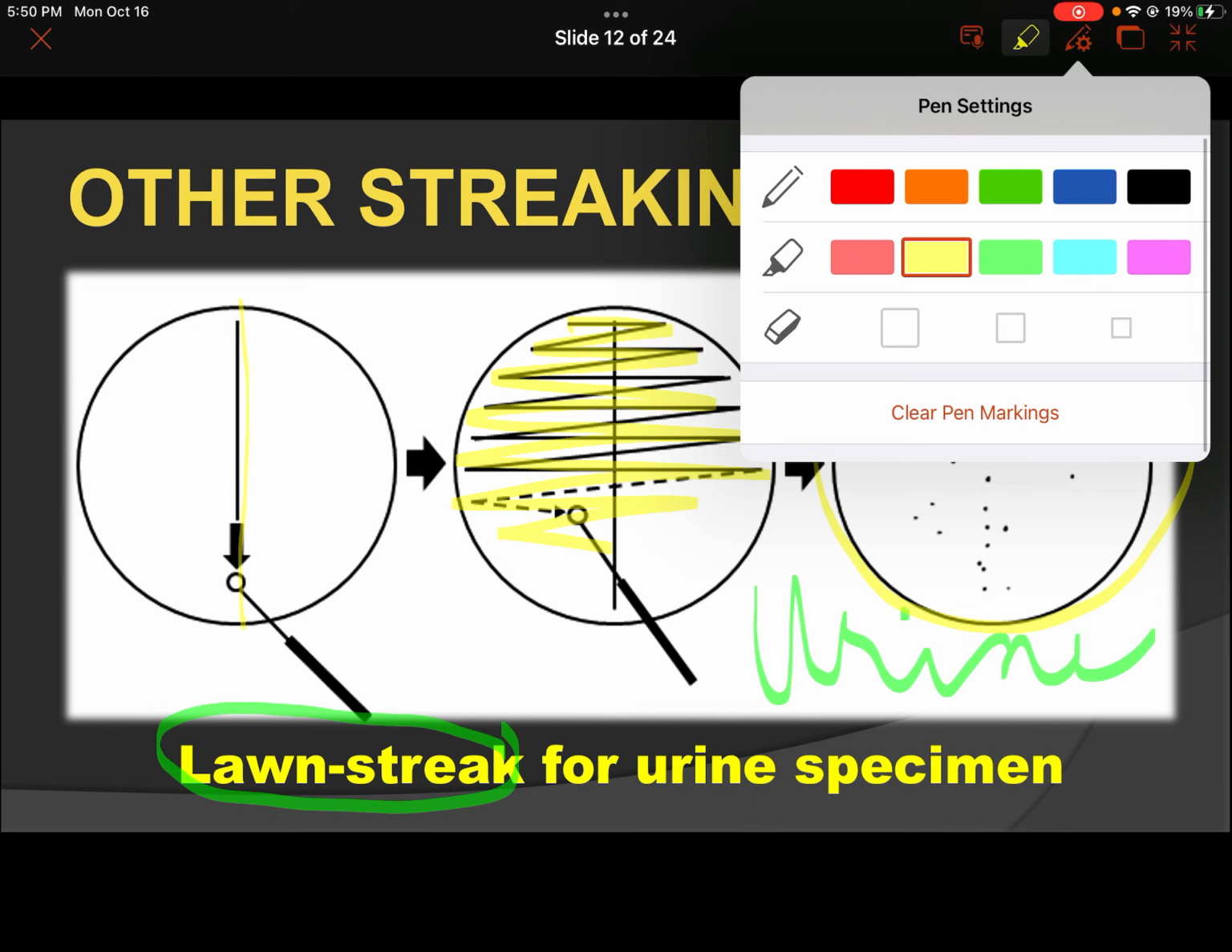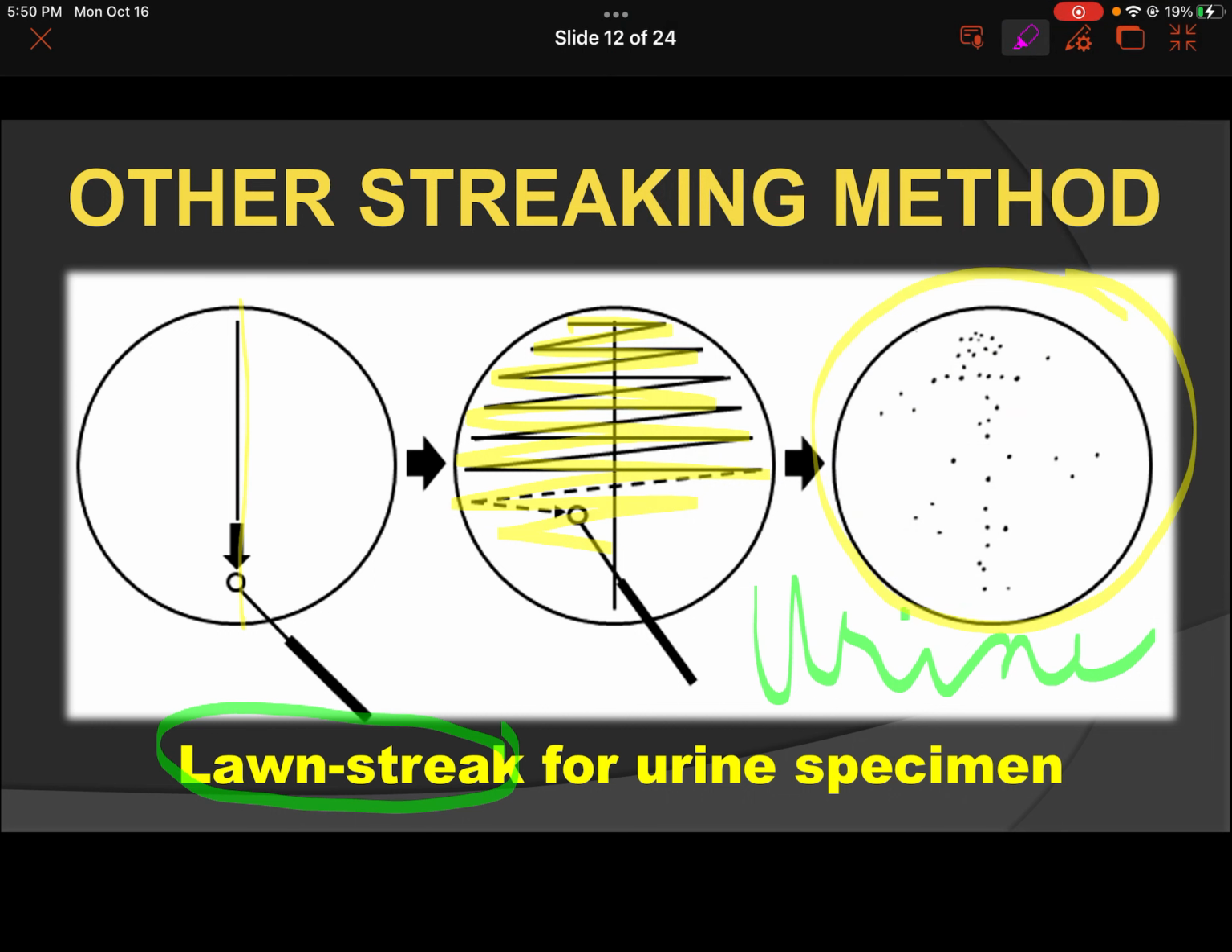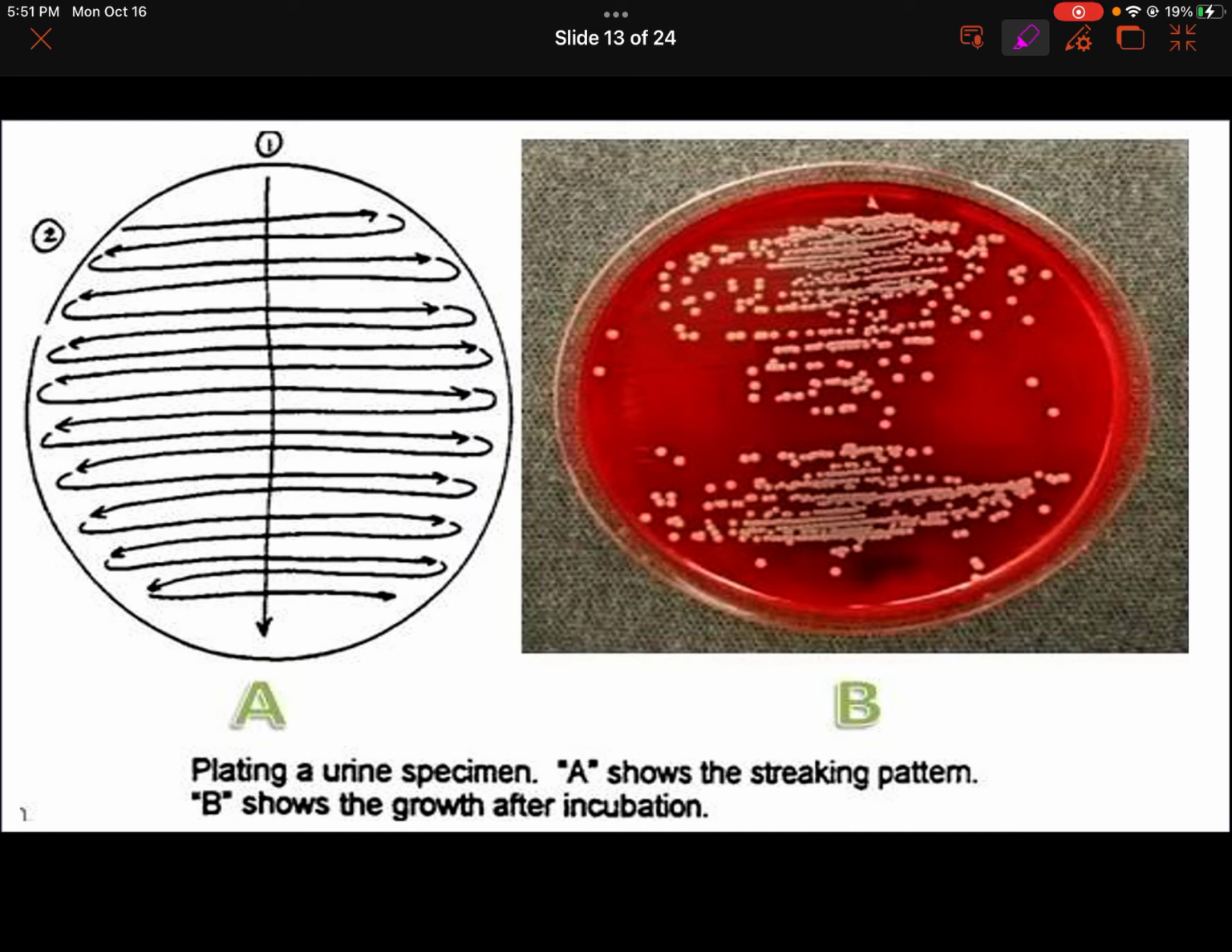So class, for bacterial microorganisms, we usually incubate for 18 to 24 hours. If there are microorganisms present in the specimen, you will see growth after this number of hours. But for fungal microorganisms, normally it would take 1 month for us to really see the growth of fungi. So this is again the lawn streak technique for urine specimen. Why do we do this one? Because in this technique, we are counting the colonies. We do a colony count.